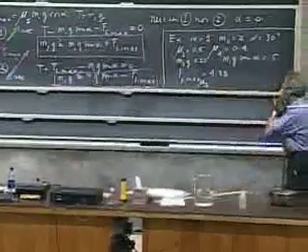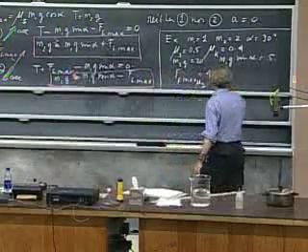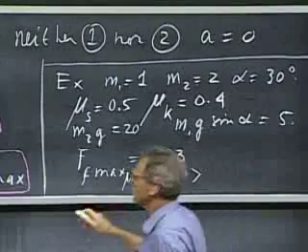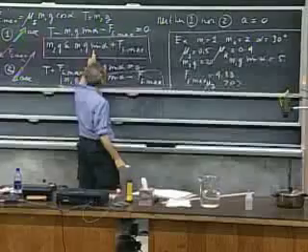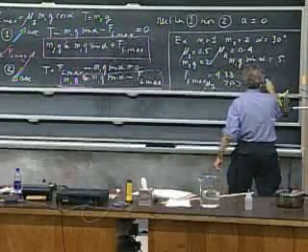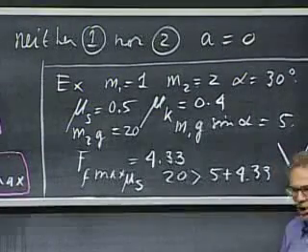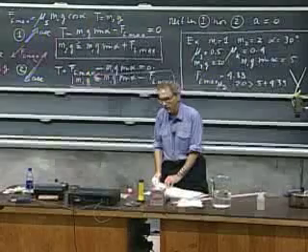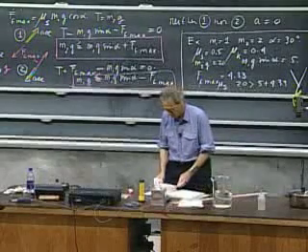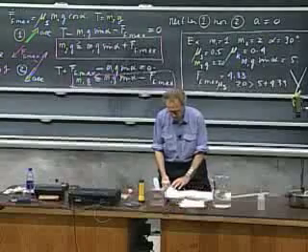We're well on our way. Let's first test whether condition 1 is met. Is 20 larger than 5 plus 4.33? And the answer is yes, it is. So we know that it's going to be accelerated uphill. That is non-negotiable.